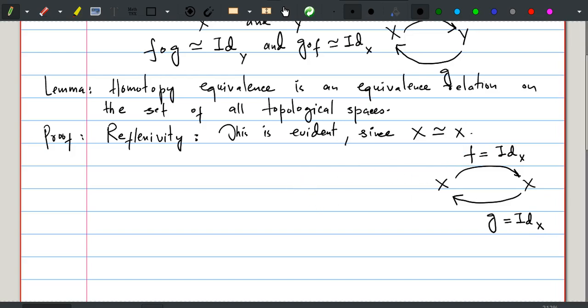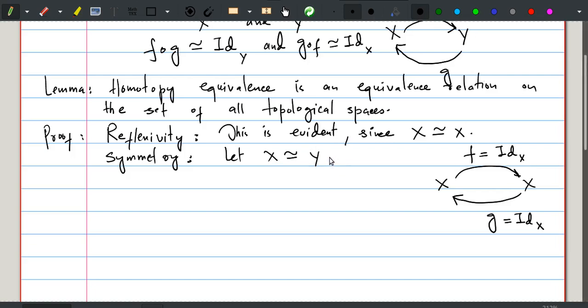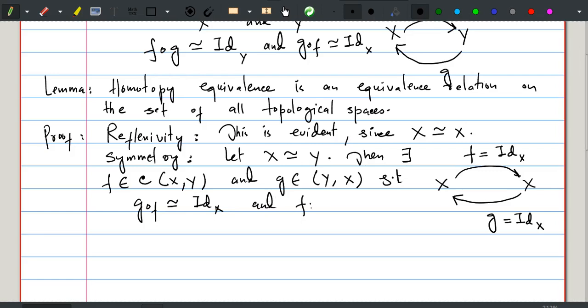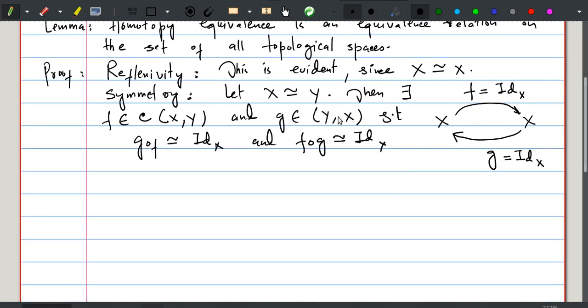In both cases, F and G are equal to the identity on X. So reflexivity is evident. Now for symmetry, let X be homotopic equivalent to the topological space Y. So if this is true, then there exists F from X to Y, which is continuous, and a continuous map G from Y to X, such that G composed with F is homotopic to the identity on X, and F composed with G is homotopic to the identity on Y. From this, it easily follows that Y is homotopic to X. All we need to do is just to switch the roles of X and Y.